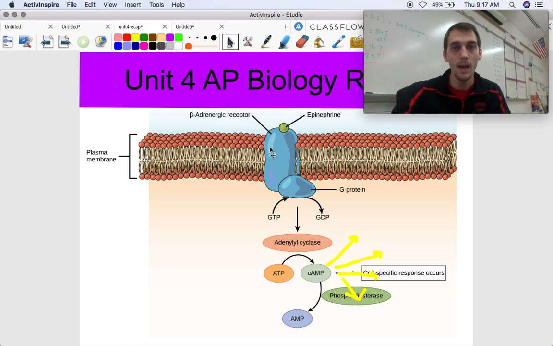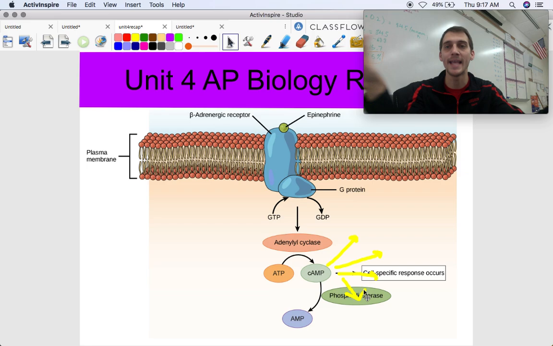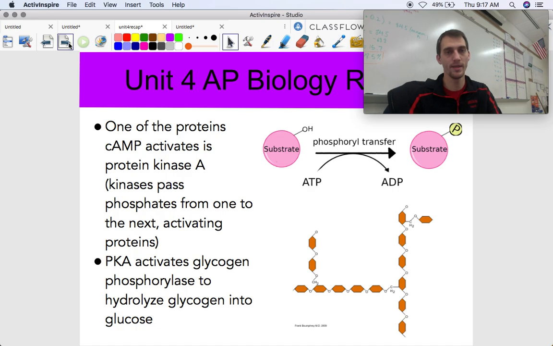There's epinephrine binding the receptor, G protein activated, starts off adenylyl cyclase, produces a bunch of cAMP. So cyclic AMP. I put a bunch of arrows here showing that cyclic AMP has produced a lot of them, right? And this signal is broadcast throughout the cell. It's not just one thing that's going to happen here. But we're going to focus on one thing that's going to happen. One of those proteins that cyclic AMP activates is what we call protein kinase A.